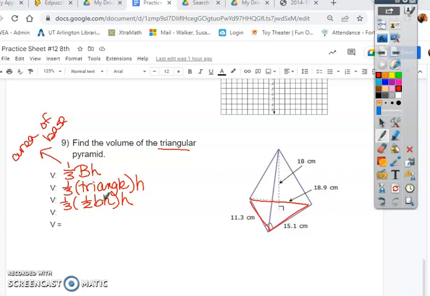So I'm going to plug in the numbers. You're going to follow along. Hopefully you're getting it right. I'm starting with the triangle. So here's my triangle. I have 3 numbers on the triangle.